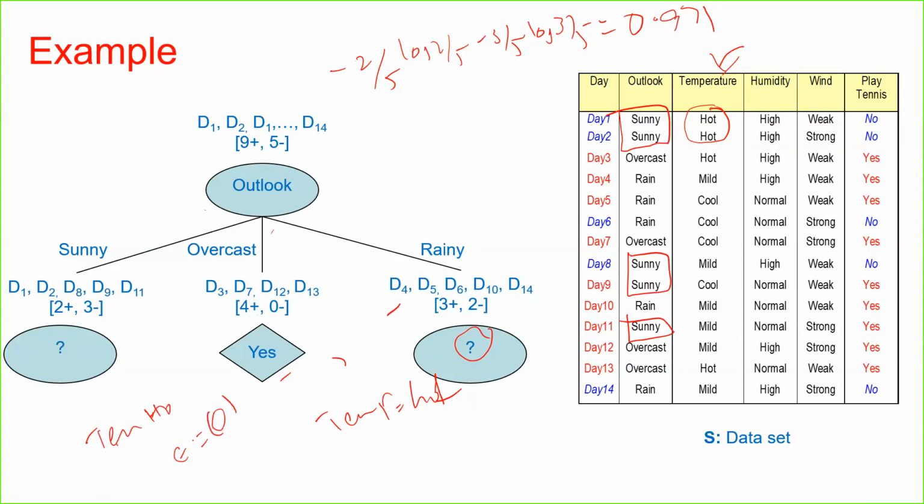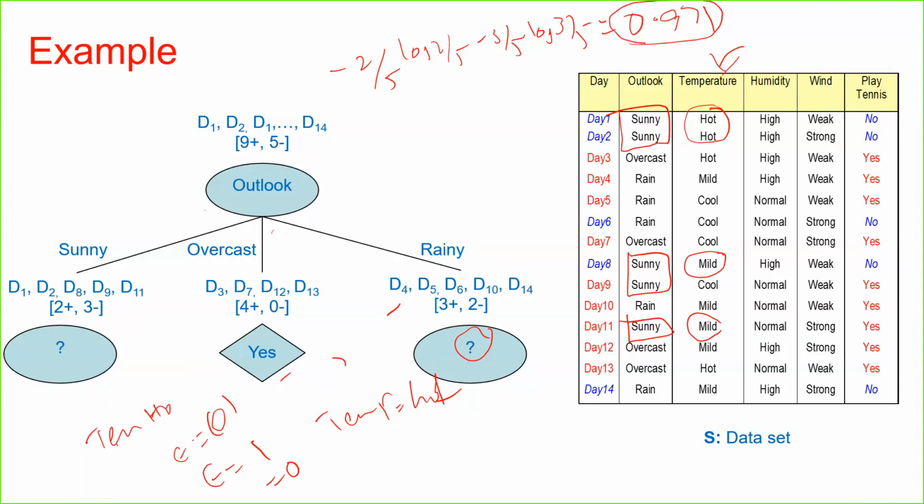So what is the next? Mild. How many temperatures are mild out of these 5? 2. How many of them are yes, how many are no? One yes, positive, one negative. So the entropy is 1. The next one, cool. Only 1 and that is yes. Entropy is 0. So entropy before splitting is 0.971.